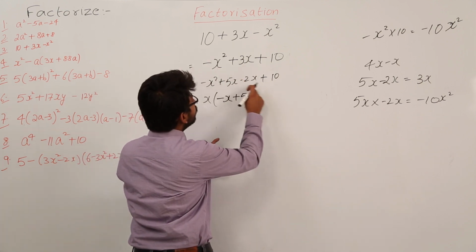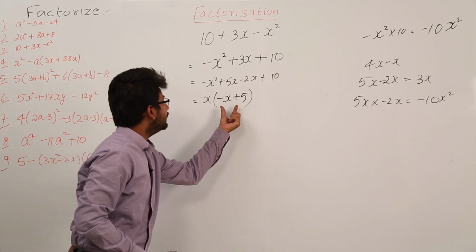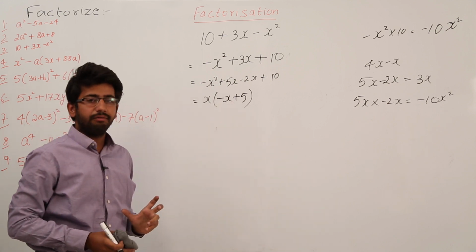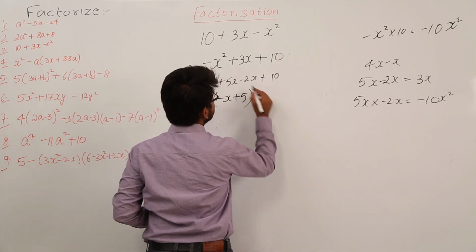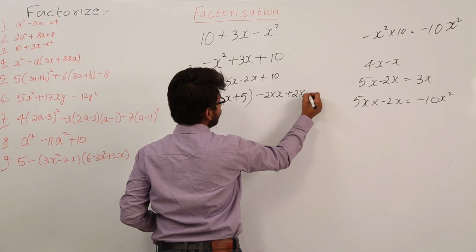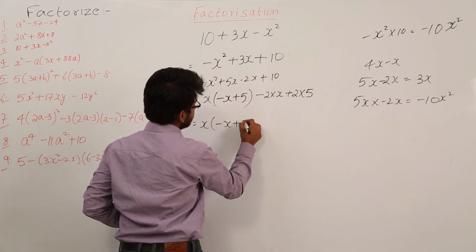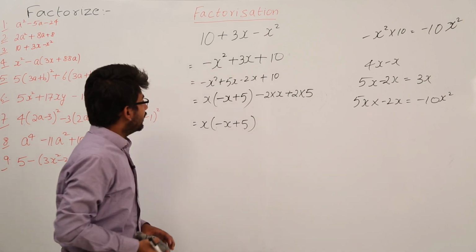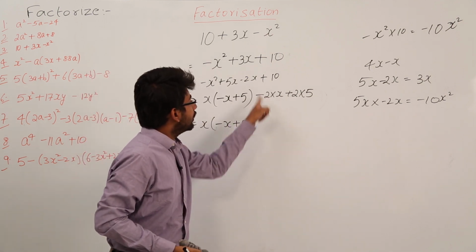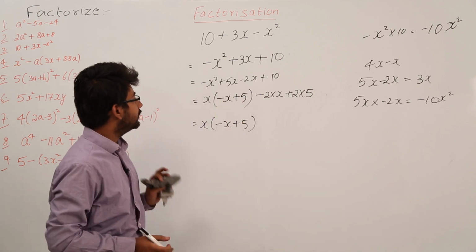Now we have to take out common from last these two terms in such a way that we again get minus x plus 5 in the bracket. Now can I write this as minus 2 into x and this 10 as 2 into 5. This can be written as minus x plus 5. Now like I told you, we have to take out common in such a way that we again have minus x plus 5 in the bracket.